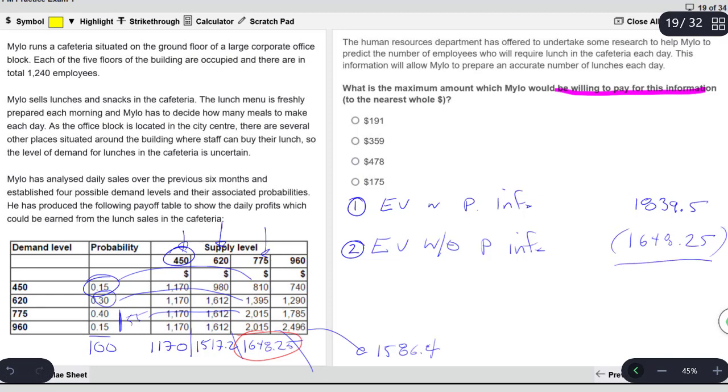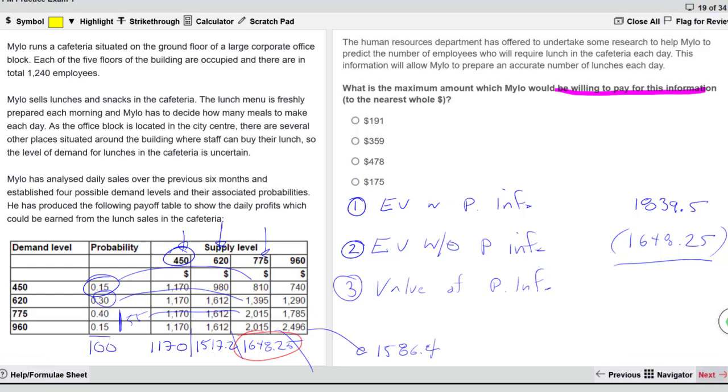And the difference, guys, is the value of the perfect info, which comes to 191.25.